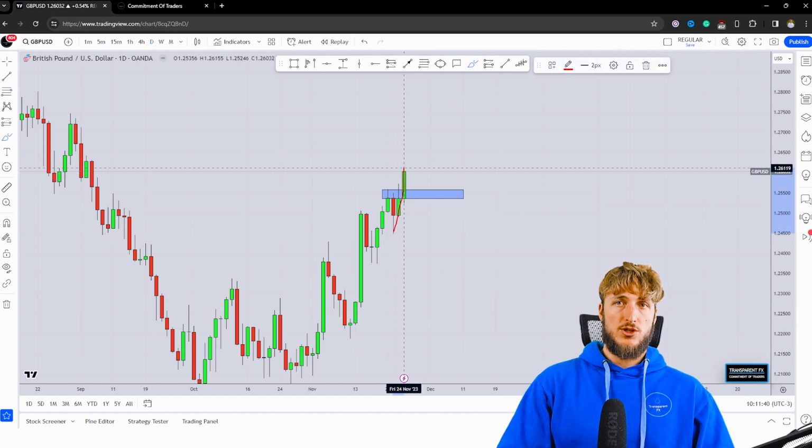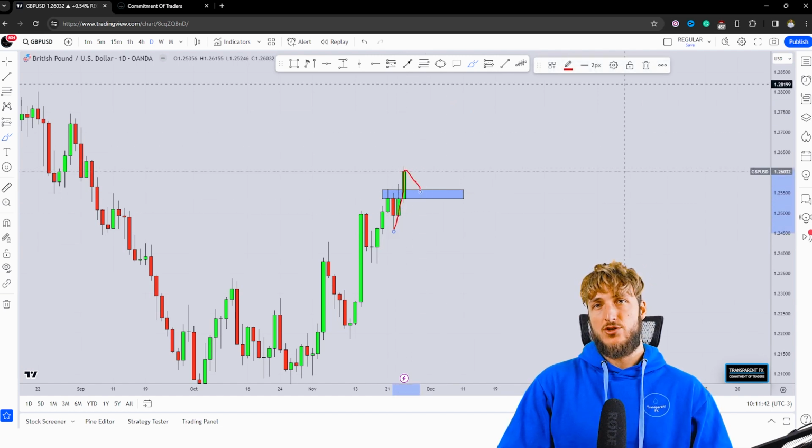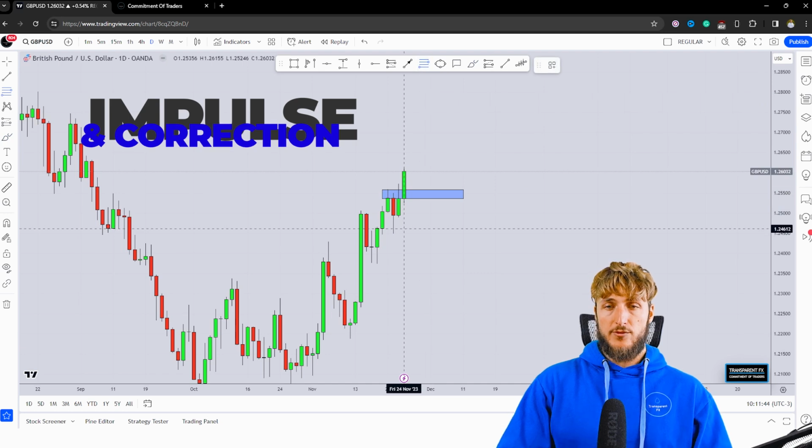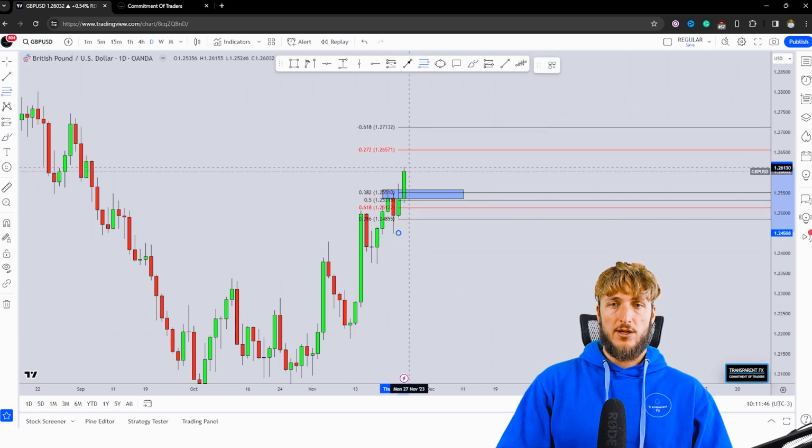Now, as we had the creation of this impulse, if we want to measure a potential correction, we have to take our Fibonacci from the low to the high of the impulse leg.